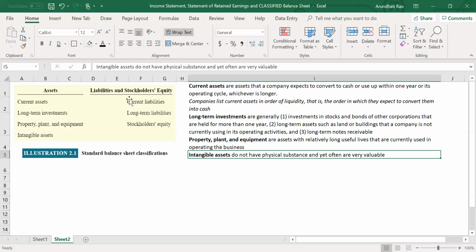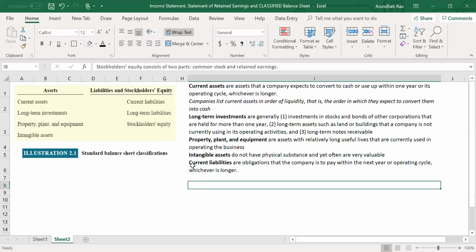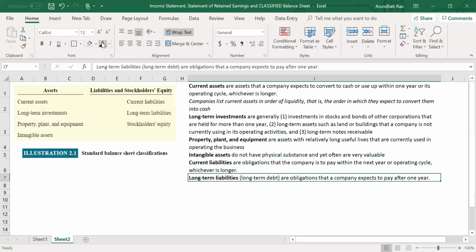Under liabilities, you will have current liabilities, which is any obligation that you have to meet, that you have to pay up within the next 1 year. You either have to pay or you have to deliver goods and services within the next 1 year. Long-term liabilities, obviously you have more than 1 year to pay it up. So it's beyond the current year. So technically every long-term liability eventually will become a current liability. It gets reclassified as a current liability.